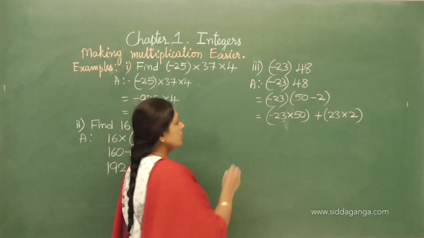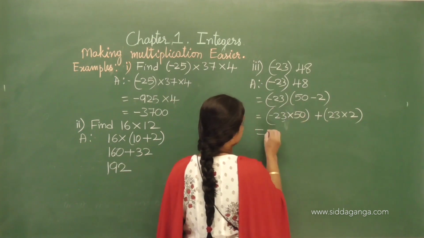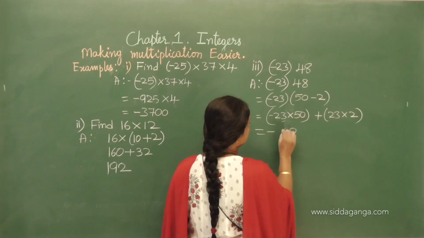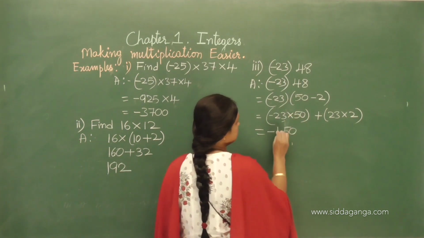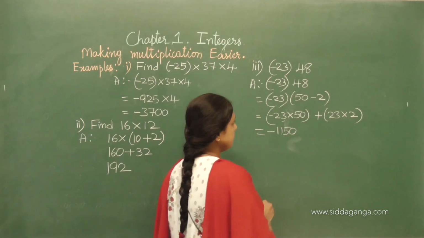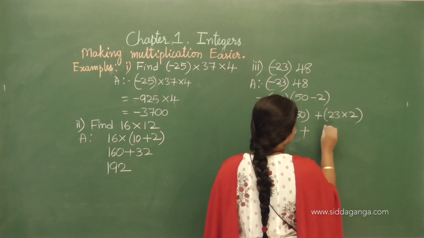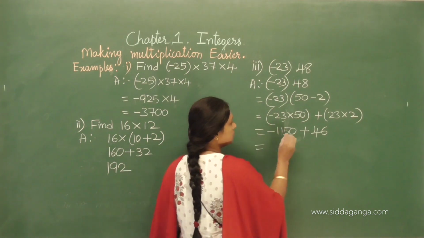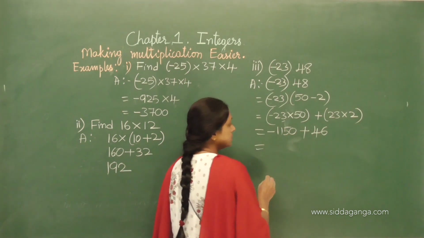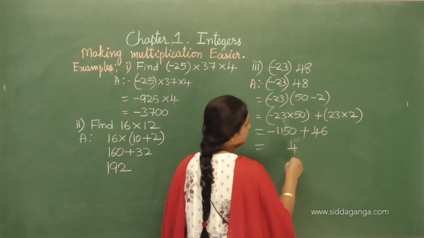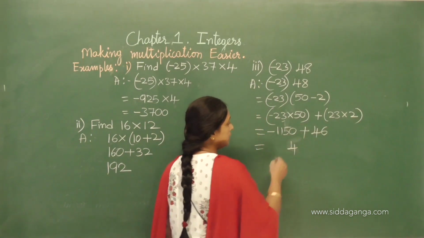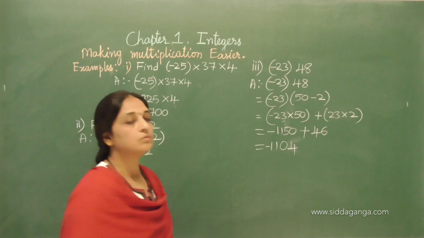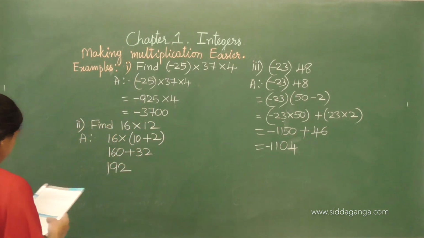Here minus into plus is minus, 0 into 23 is 0, 5 threes are 15, 5 twos are 10 plus 1 is 11, so it's 1150. Then 2 threes are 6, 2 twos are 4, so it is plus 46. Subtract 46 from this. 10 minus 6 is 4, we have 4 here because we borrowed. 4 minus 4 is 0, it's 11, so it's minus 1104.